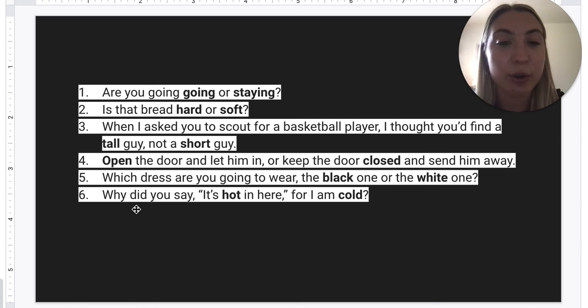Which dress are you going to wear, the black one or the white one? So black and white, those are opposite colors. And then, why did you say it's hot in here, for I am cold? So here, hot and cold are two antonyms. Hot would mean it might be warm, cold, you might need a jacket. So those are showing antonyms in a sentence.